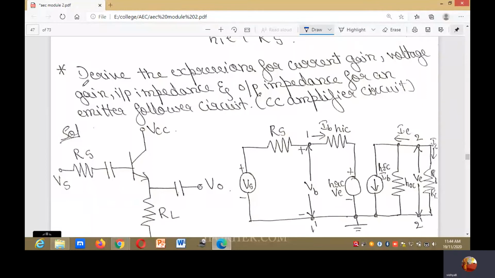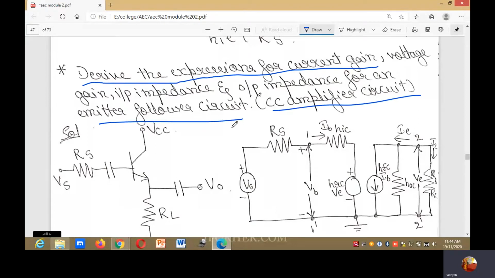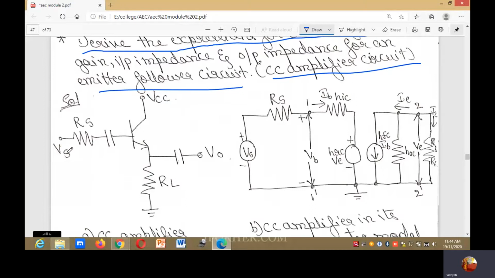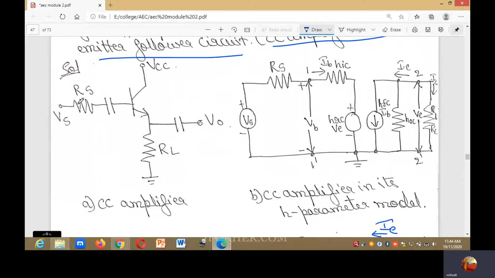Good morning, students. Today we shall discuss how to derive the expression for current gain, voltage gain, input impedance, and output impedance for an emitter follower circuit or CC amplifier circuit. In last class we discussed the CB amplifier circuit. This is the circuit for the CC amplifier. For the base, Rs is connected, and for the emitter, RL is connected. For the collector, no resistance is connected.